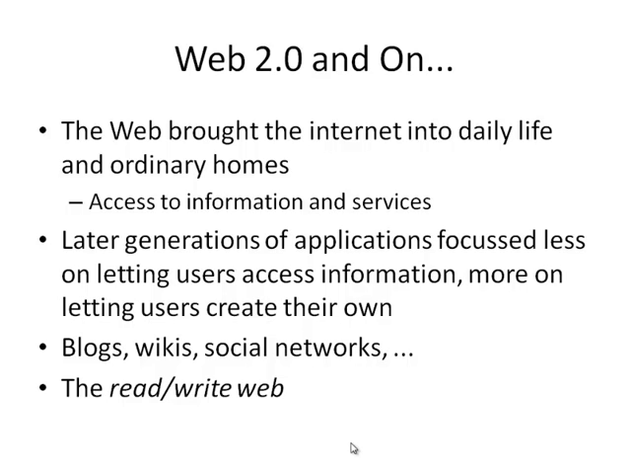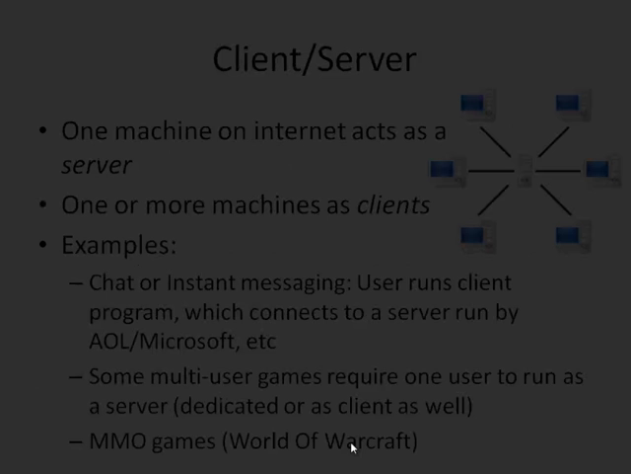But later generations of applications focus less on giving users access to information and much more emphasis on letting users create their own. Blogs, wikis, social networks, YouTube and so on allow people to create content and share content and access content used by others. And this is sometimes called Web 2.0, sometimes called the read-write web.